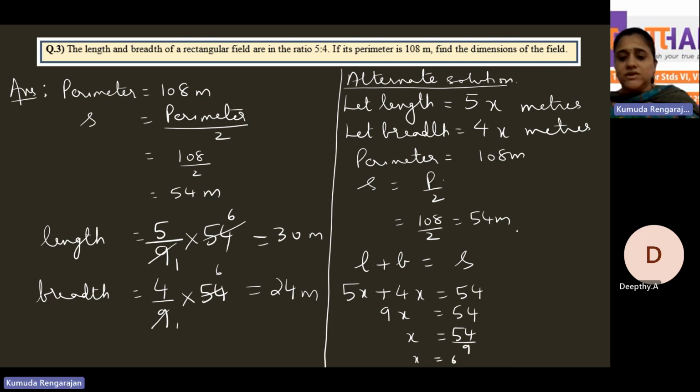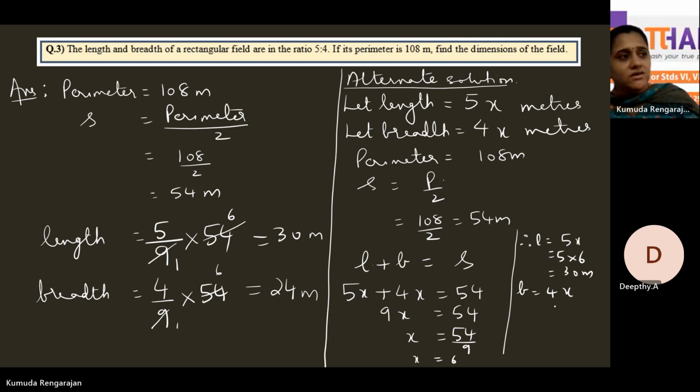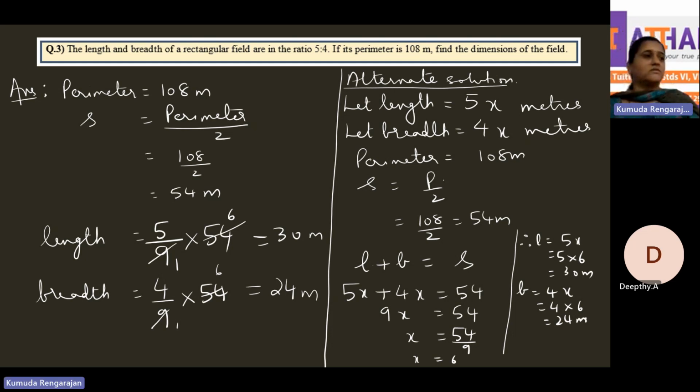Okay, then you should continue. Therefore, length is equal to 5x. That is 5 into 6, which is 30 meters. And breadth is equal to 4x, correct? Which is 4 into 6, 24 meters. Right on, children?